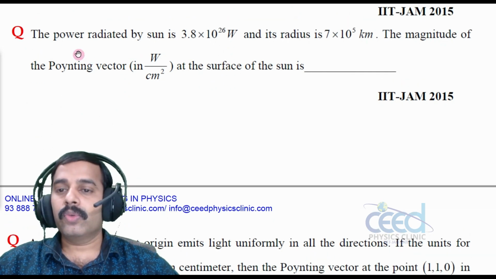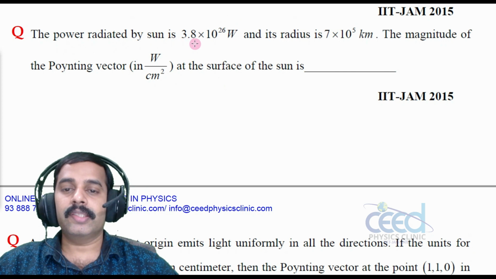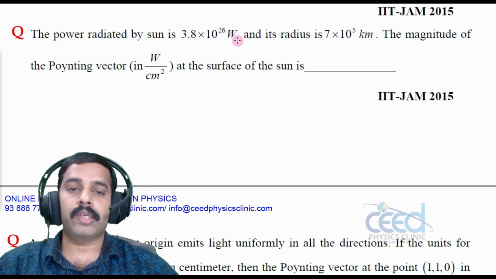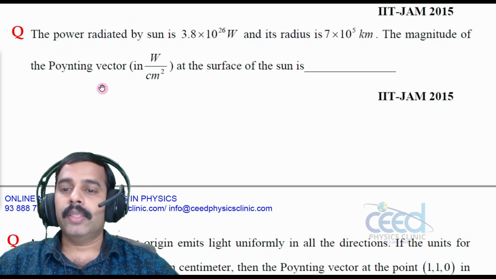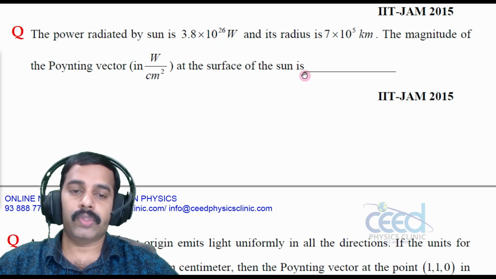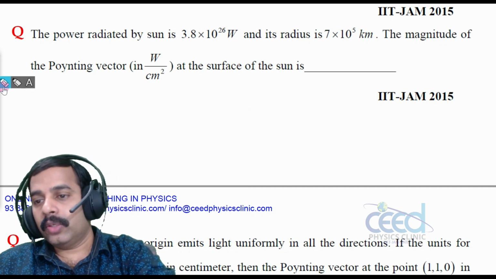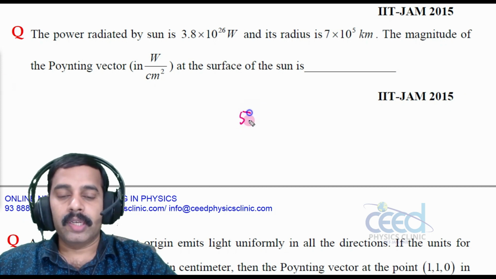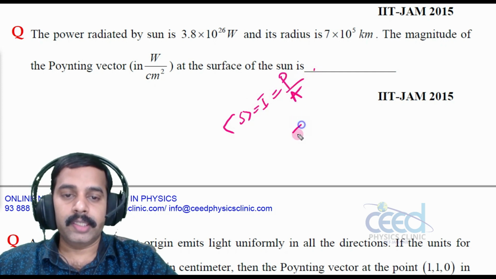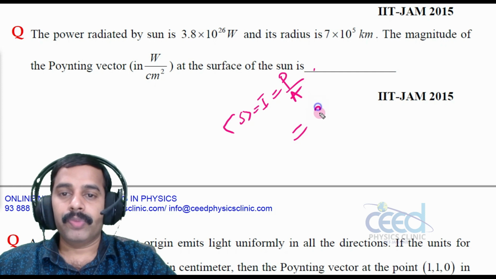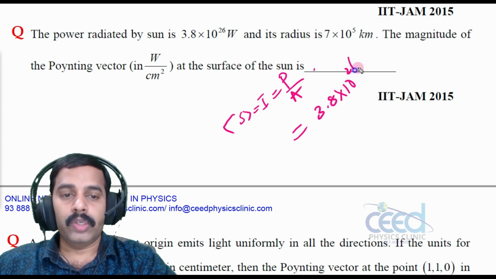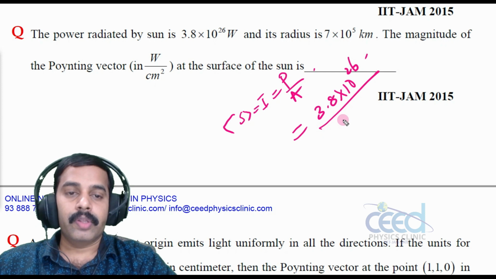Now let us come to another question. The power radiated by the sun is 3.8 into 10 raised to 26 watt and its radius is given. The magnitude of the pointing vector in watt per centimeter square at the surface of the sun is, right? So what is the pointing vector? Pointing vector is equal to intensity, that is power per area, right? What is power? Power is 3.8 into 10 raised to 26 divided by the area.